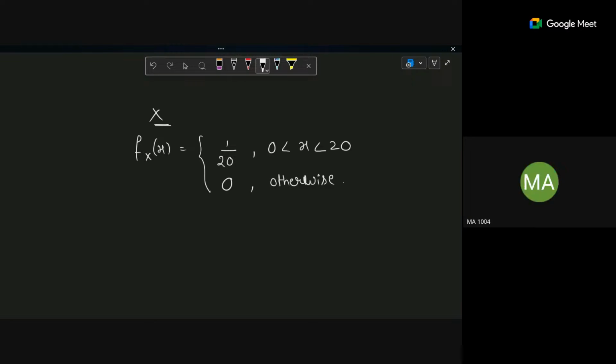But can you describe it in terms of the scenario we have given to you? They said the train will come every 20 minutes, right? Yes, ma'am. So it is uniformly distributed. And what was your X? X was denoting the amount of time the passenger waits for the train, right?